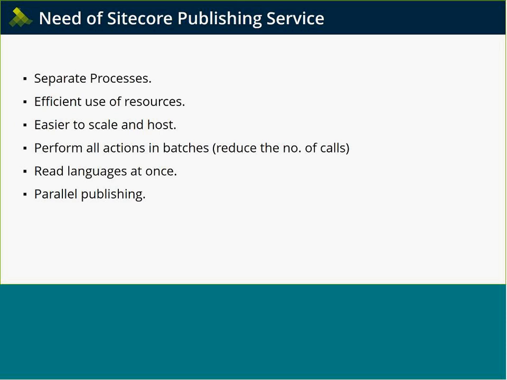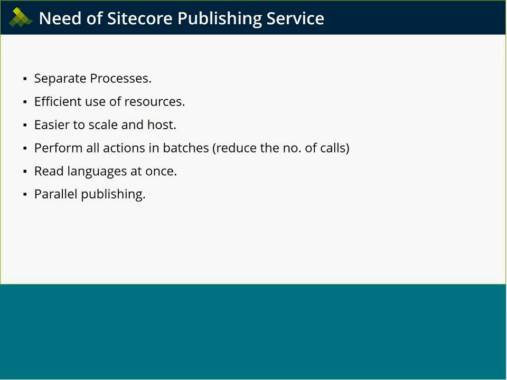It performs all actions in batches. For example, publishing 1,000 items, the default number for one group of items is 500 items. So at once, in one batch, it will directly read all the fields, all the items, and all the languages related to it. That reduces the number of calls, and the publishing will be faster. This is the main lacking feature in the existing publish service.